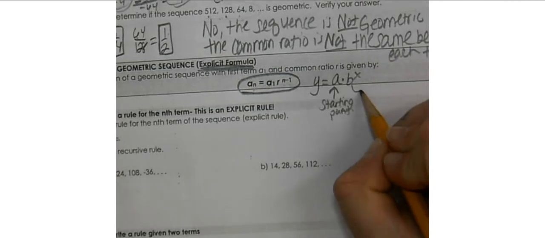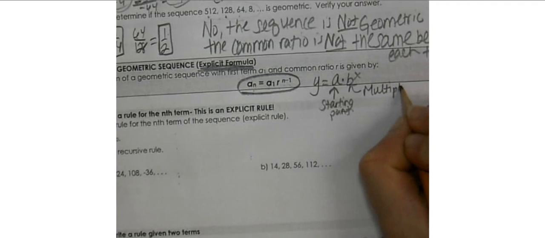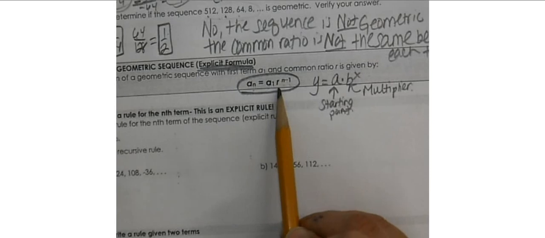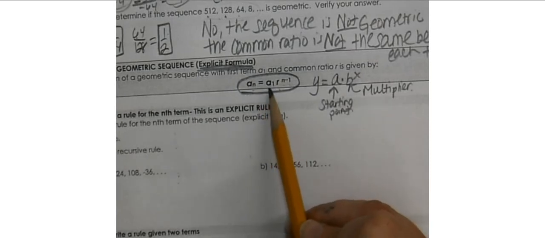Your b value represented your multiplier, how quickly that function was increasing or decreasing. And then it was raised, of course, to the x power. And it follows the same exact model. r is going to be the number that we're multiplying by each time in order to get to our next value. And a sub 1 is where we start in terms of our sequence.